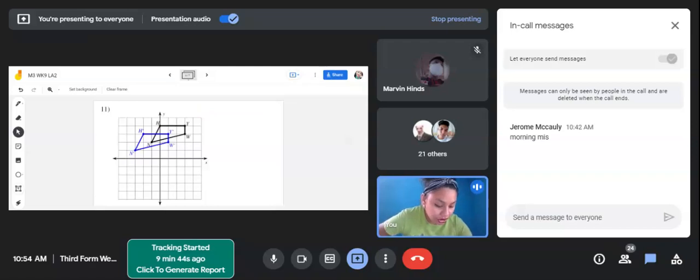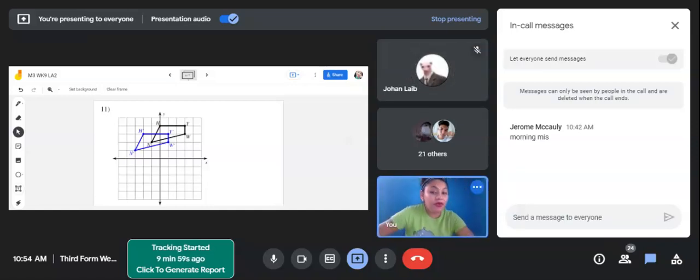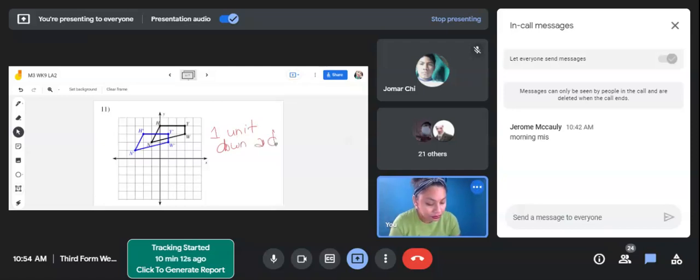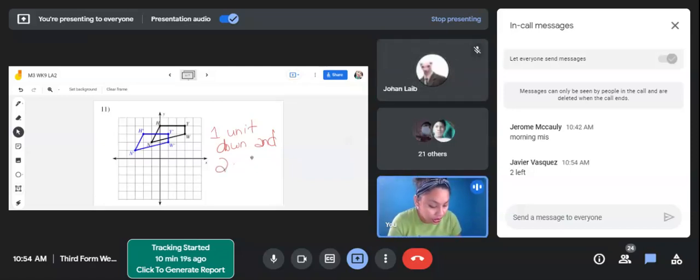Number 11. What happened to this shape? Is it 1 unit up? Remember, the original shape is the black, then it moves to the blue. So in this case, it is 1 unit down and 2 units to the left.